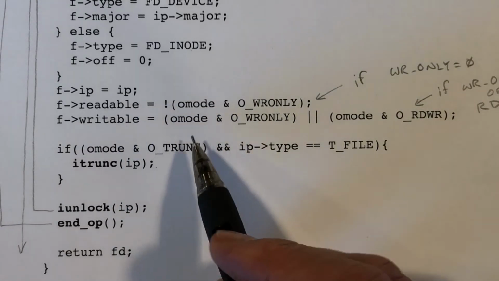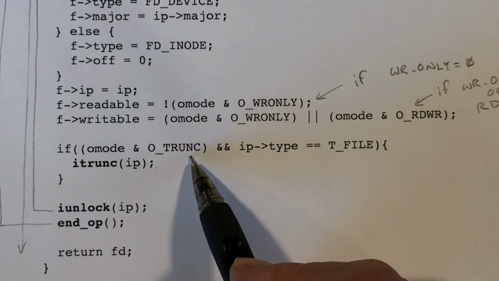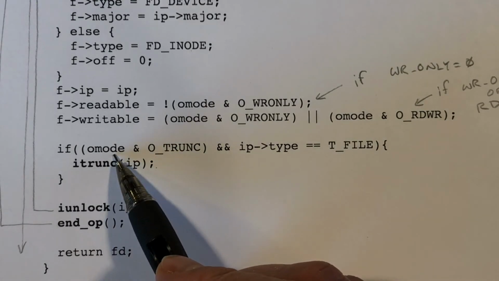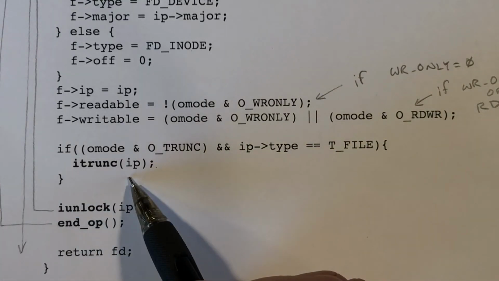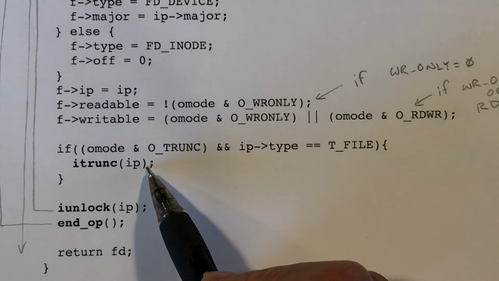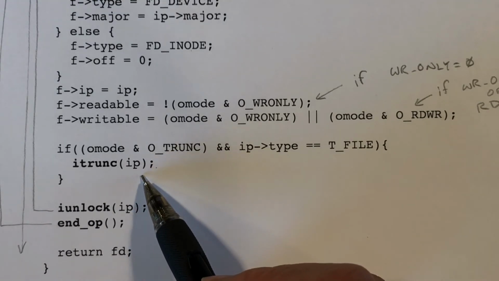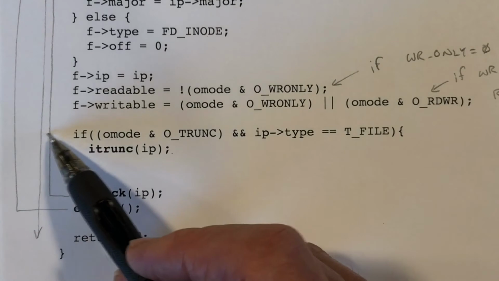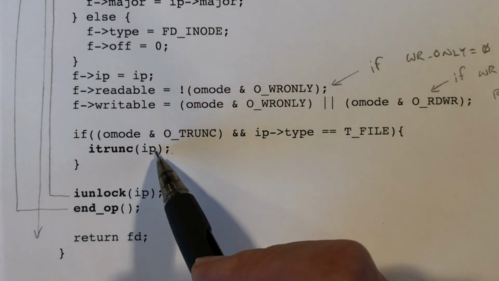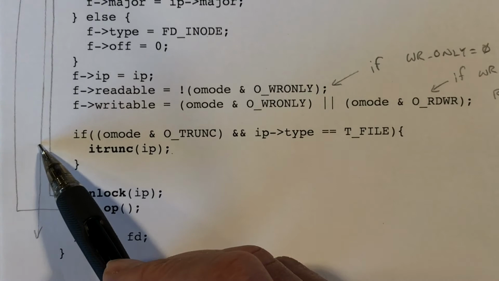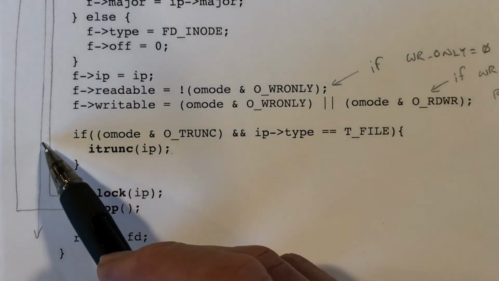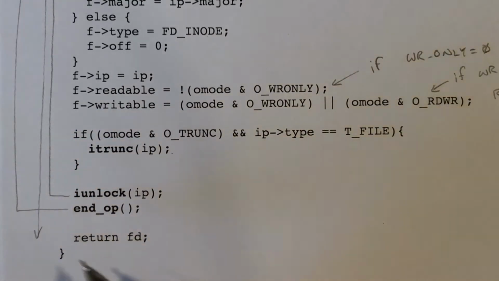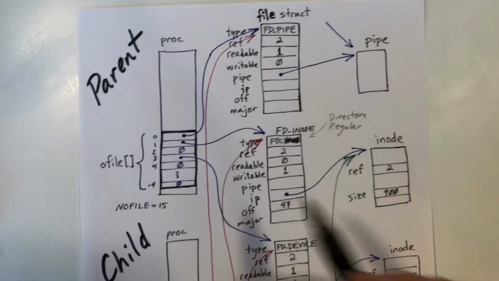And finally, we look at the truncate bit. If the truncate bit is set in the flags value, and we're looking at a regular file, then we can call itruncate, and that will truncate the size of the file to 0 and release any space it's occupying. Now at this point, we've got the inode locked, and we've got the reference count incremented. So we need to unlock the inode, but we will keep the reference count incremented, and return the file descriptor.